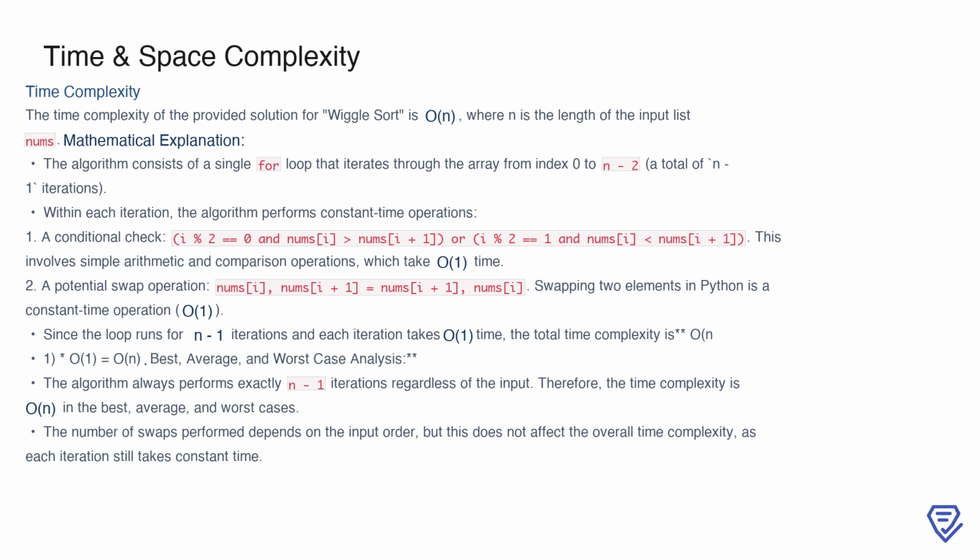simplifies to O(n). Importantly, this time complexity holds consistently across the best, average, and worst cases, as the algorithm always performs exactly n-1 iterations, regardless of the input's order. While the number of swaps may vary depending on the arrangement of elements, this variation does not influence the overall time complexity since each swap is O(1).